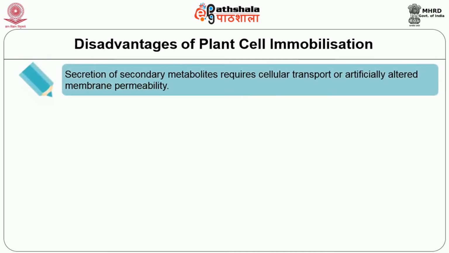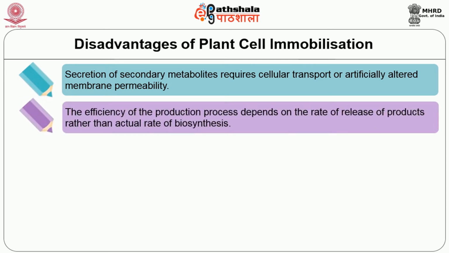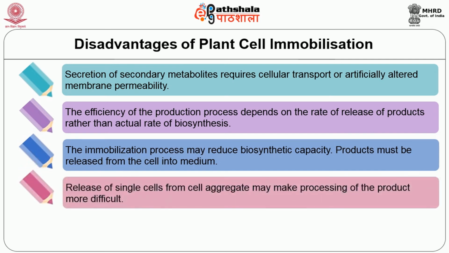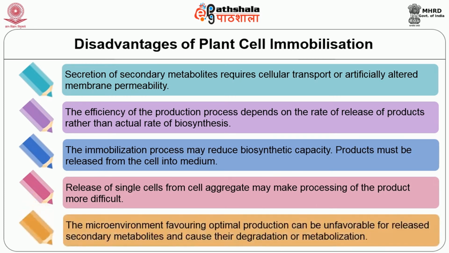Secretion of secondary metabolites requires cellular transport or artificially altered membrane permeability. The efficiency of the production process depends on the rate of release of products rather than the actual rate of biosynthesis. The immobilization process may reduce biosynthetic capacity. Products must be released from the cell into the medium. Release of single cells from cell aggregates may make processing of the product more difficult. The microenvironment favoring optimal production can be unfavorable for released secondary metabolites and cause their degradation or metabolization.